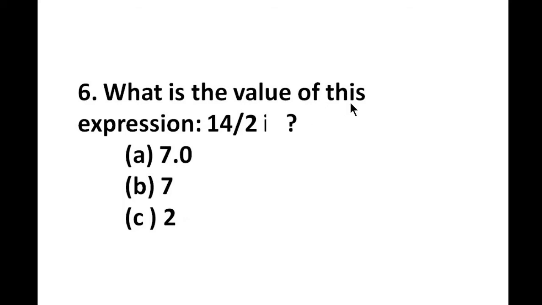What is the value of this expression 14/2? 7.0. It is the division operator. The result of a division operation is always a float value. What is the value of this expression 15//3? Answer is 5. Here it is integer division, so the result is an integer. You will not get a float value.